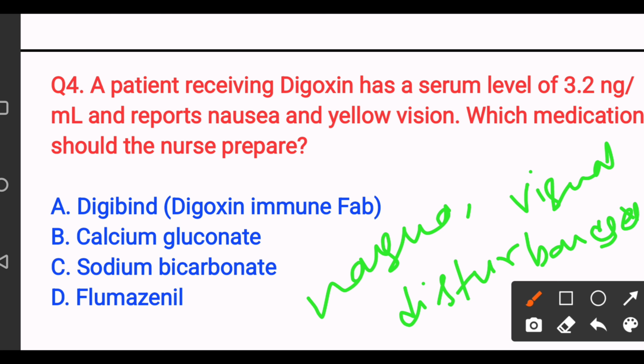So for treating digoxin toxicity, we use digoxin immune Fab. Calcium gluconate is used for magnesium toxicity, and sodium bicarbonate is used for tricyclic antidepressant overdose or metabolic acidosis, and flumazenil, as we already told, for benzodiazepine overdose. So the answer will be option A.